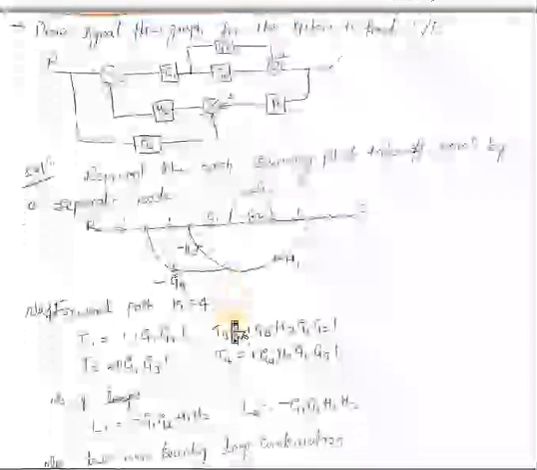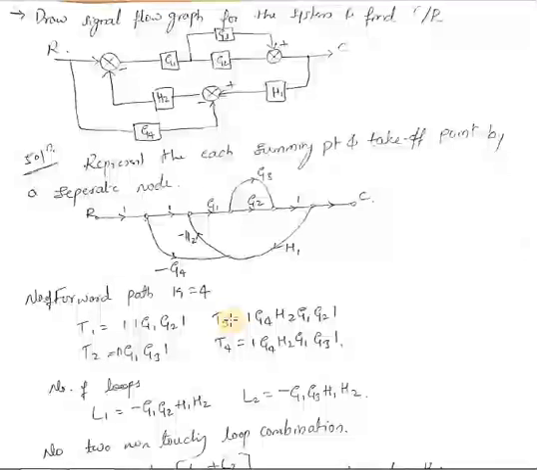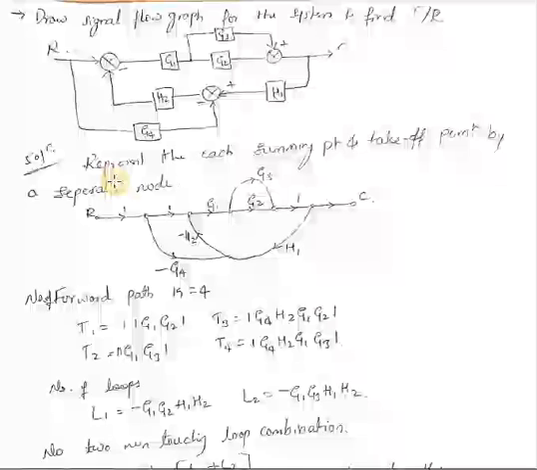Then moving further, here instead of giving you the signal flow graph, he will give you the block diagram and ask you to convert that block diagram into a signal flow graph first. Then he will ask you to determine the transfer function. To represent the block diagram as a signal flow graph, you have to represent each summing point and takeoff point by a separate node.